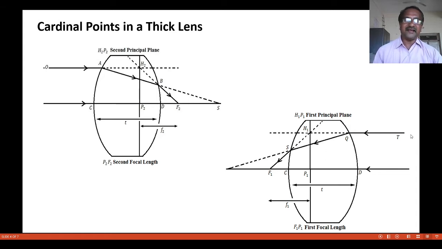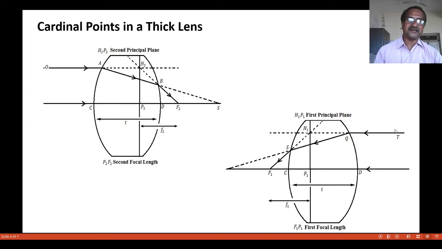Similarly, when a light ray is incident from this end, it gets refracted, takes the path TS, and at this point it gets refracted and takes the path SF1. The incident light and emergent light are extended, the incident in the forward direction and the emergent in the reverse direction. These two meet at a point H1, and the line joining this point and the point on the principal axis is called the first principal plane, and this point is called the first principal point.